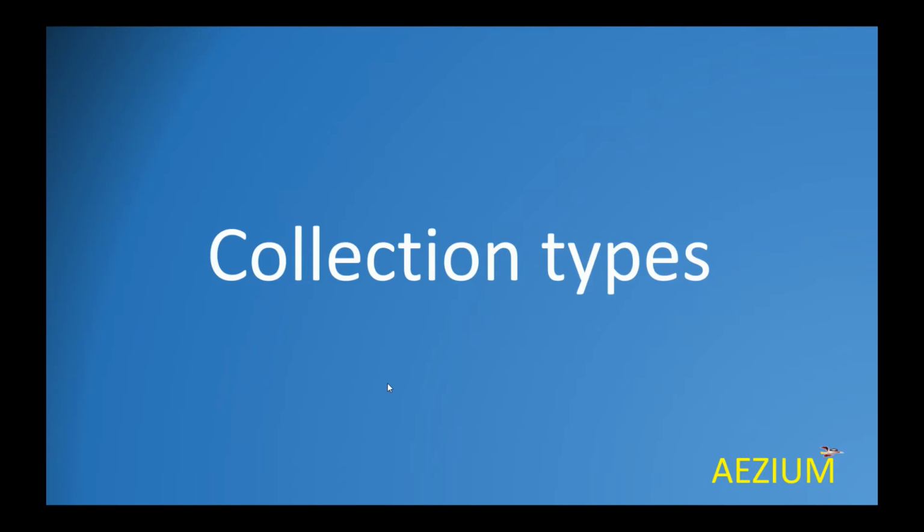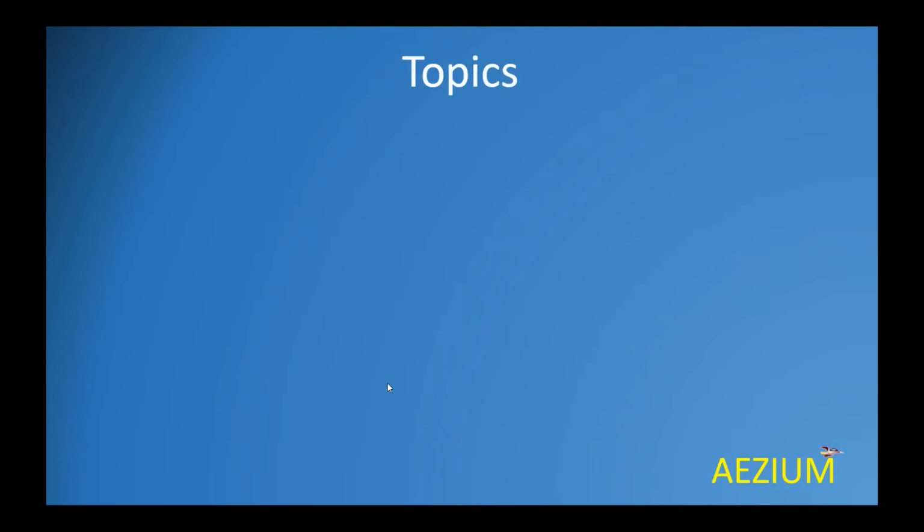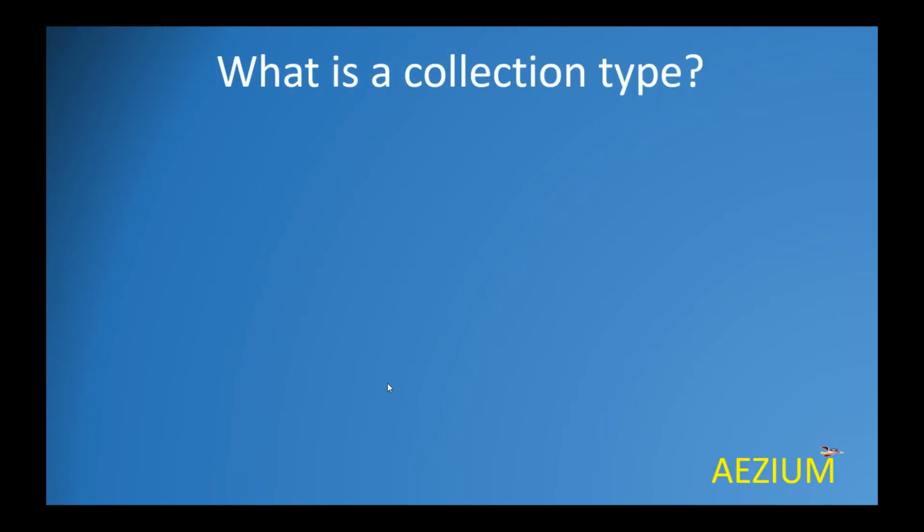In this tutorial, we will be talking about collection types. We will be covering arrays, sets, and dictionaries. These are the three Swift collection types. So, what is a collection type?